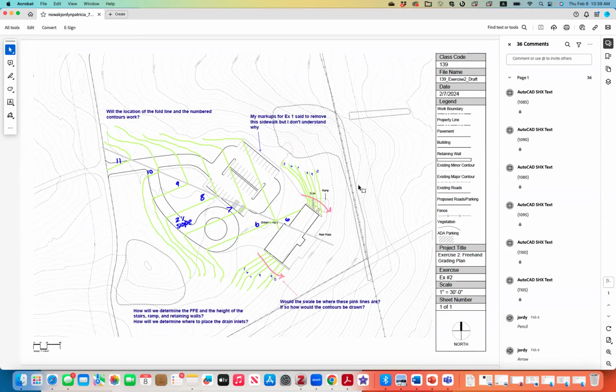Location of the fault line works. Number contours work. And mark up for exercise 1 set to remove the sidewalk, but I don't understand why.